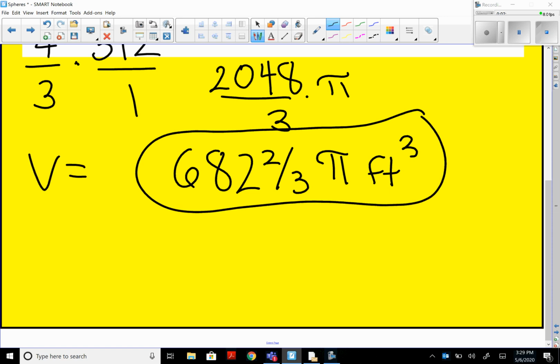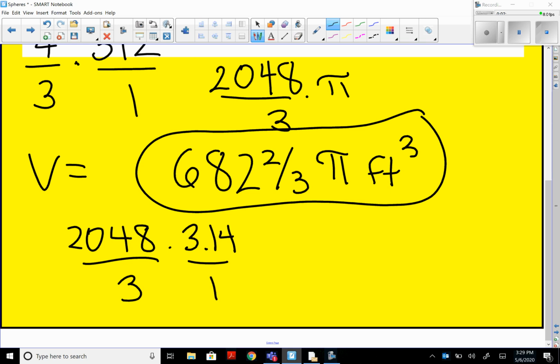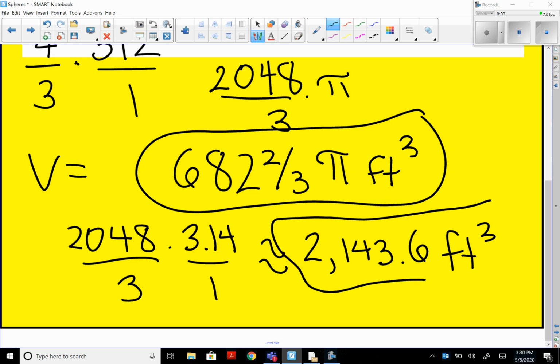Now to get the approximate, I'm going to take that number and I'm going to go ahead and multiply it by 3.14. And since I can't really put a mixed number into my calculator, what I did is I went back to that improper fraction, 2048 over 3, and I did 2048 times 3.14, and then I divide that answer by 3. So my approximate answer, rounded to the nearest tenth, is 2,143.6 cubic feet. So that's my approximate volume of that sphere.